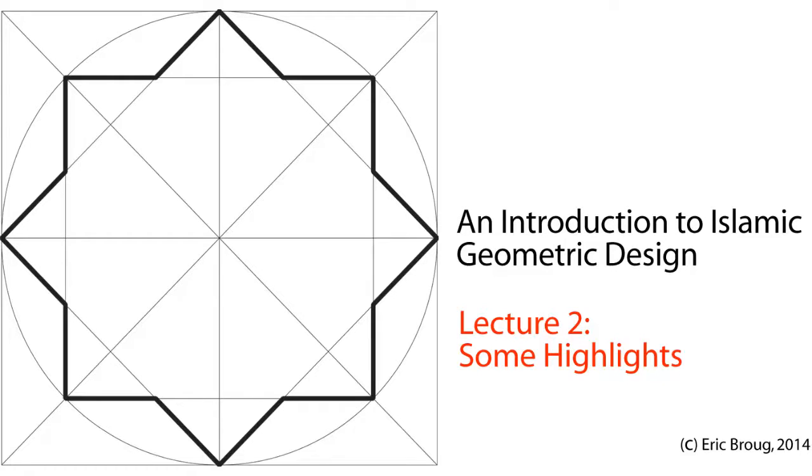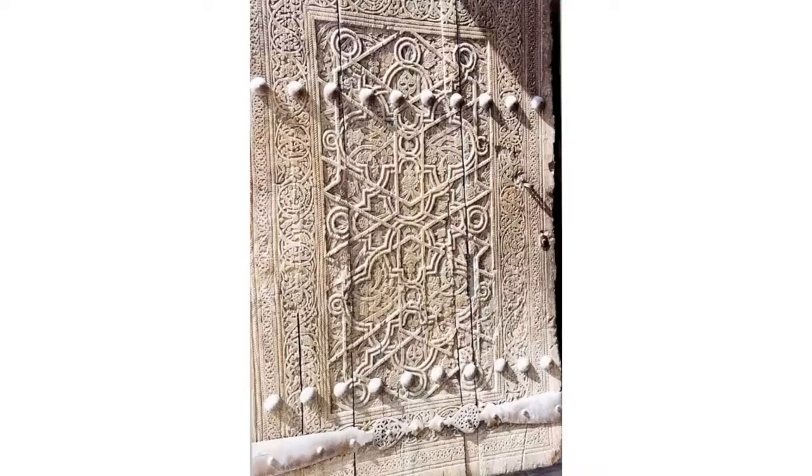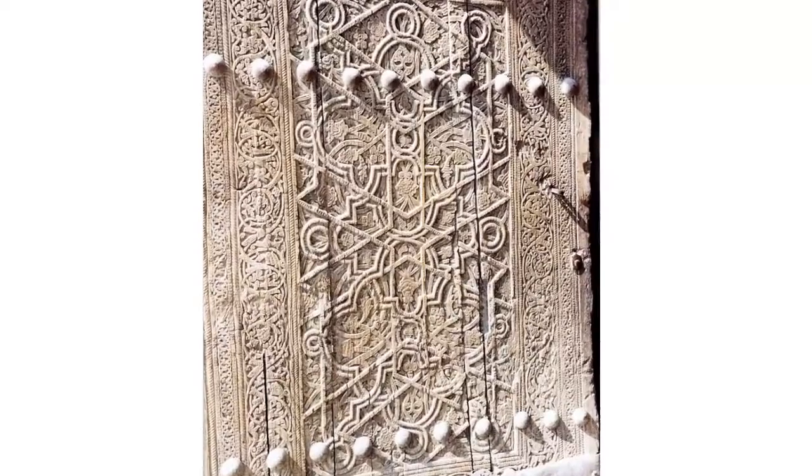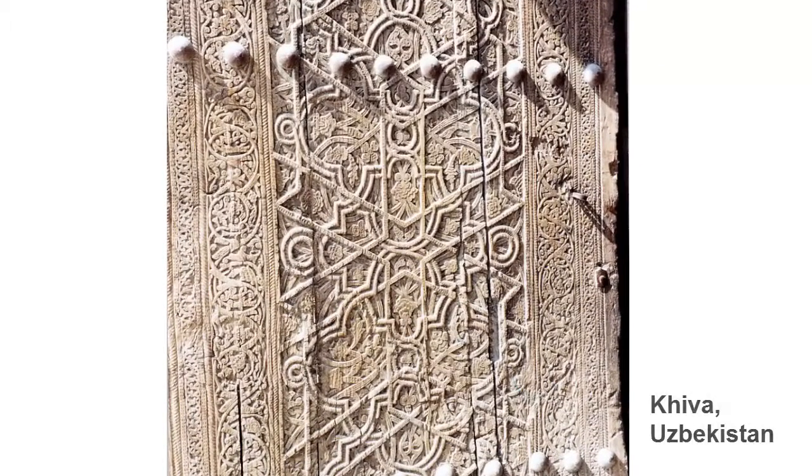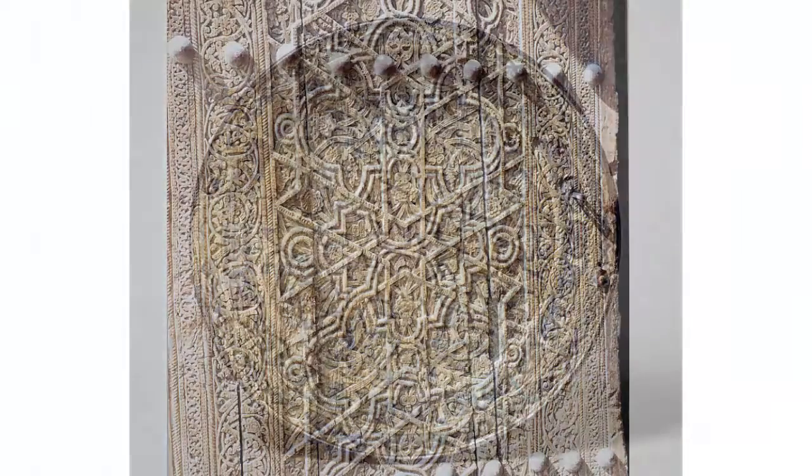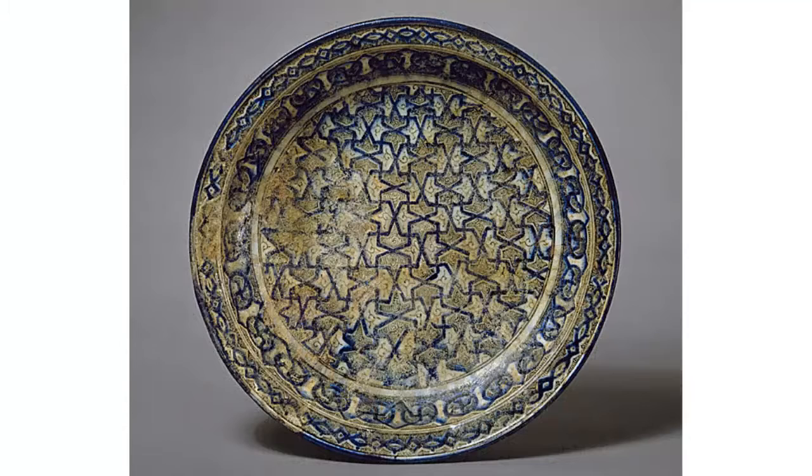There is an enormous diversity of patterns and compositions in Islamic art and architecture. Across the centuries, across the regions, you see hundreds of different compositions. Some of them look similar, some of them look different. In the lectures in this course, you will see many examples of this.